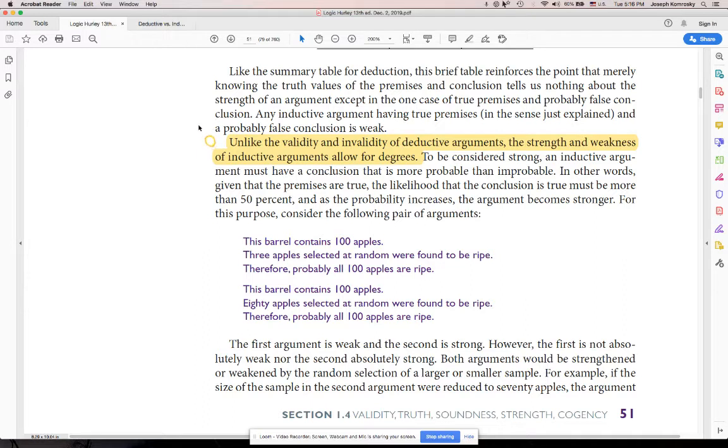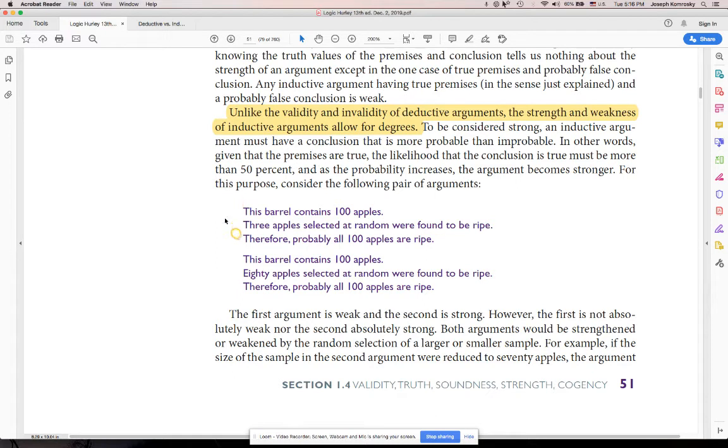So unlike validity and invalidity of deductive arguments, the strength and weaknesses of inductive arguments allow for degrees, okay? So this is a really good example. The barrel contains 100 apples. Just imagine a barrel, right? It's got 100 apples in it. Three apples selected at random were found to be ripe. Therefore, probably all 100 apples are ripe.